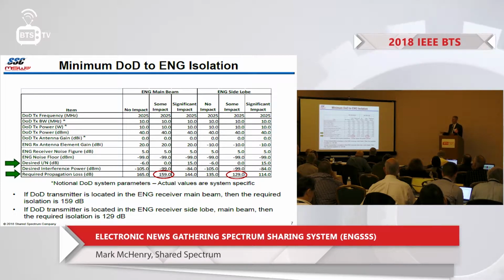So this is kind of the whole goal: how does a DoD system know he's within 159 dB of an antenna when he doesn't know where it's pointing, doesn't know the frequency, doesn't know anything? It's kind of a tough problem.